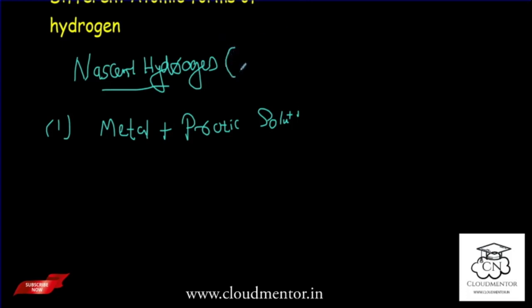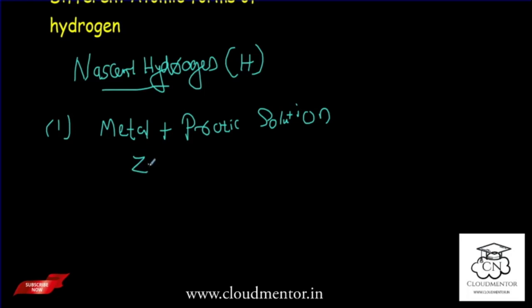Its sources are, first one, the metal and a protic solution. Metal plus a protic solution. So what is that? It is the hydrogen produced in contact with the substance to be reduced. That is nascent. Nascent means newborn.